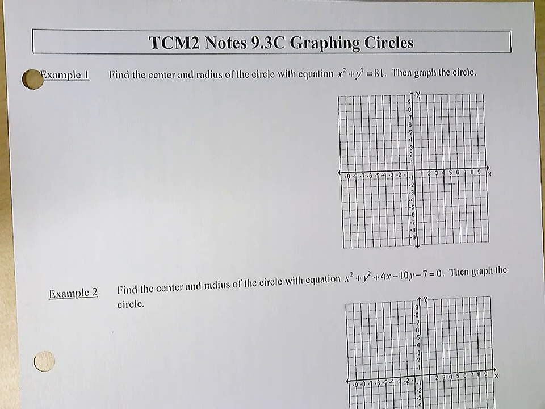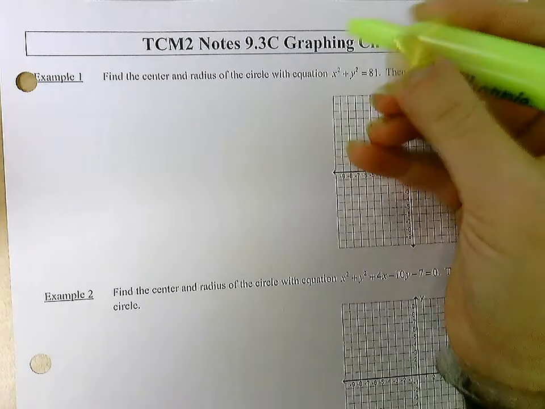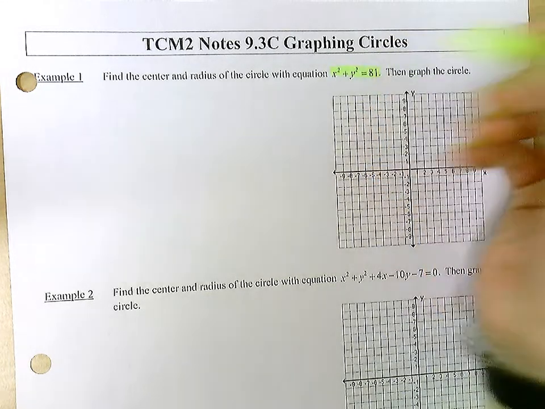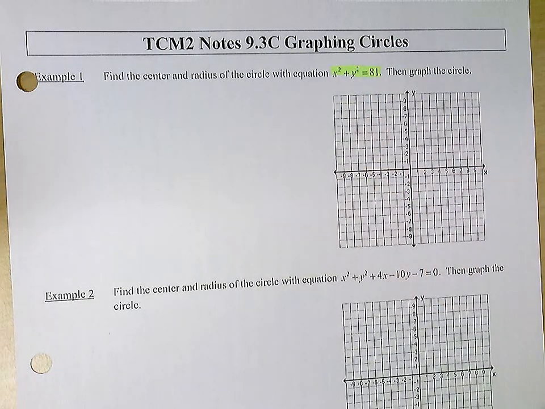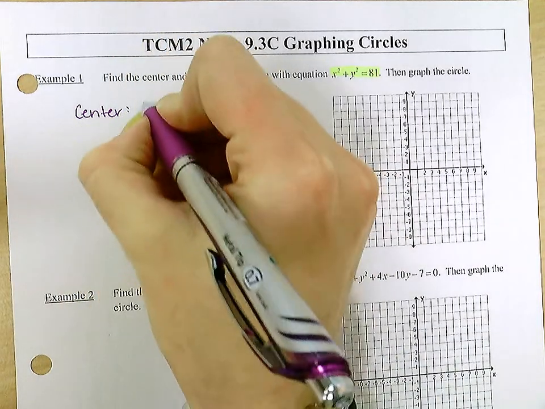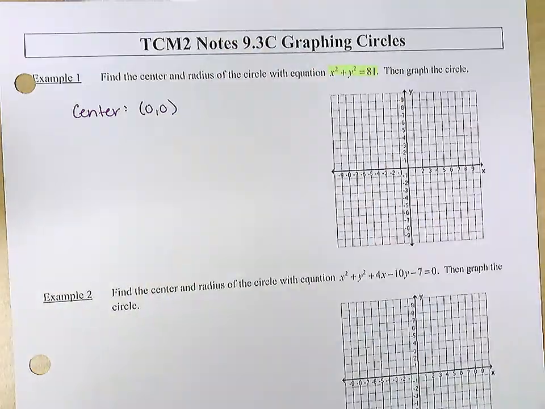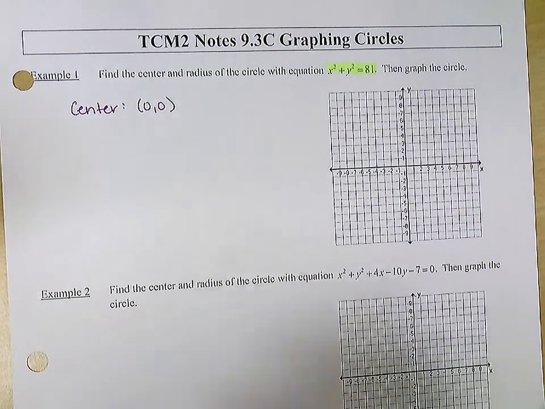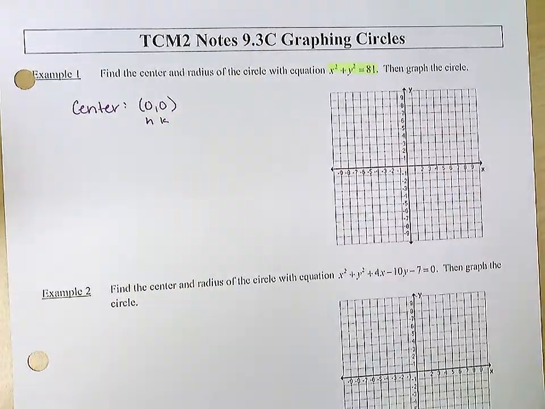Okay, so if I have x squared plus y squared equals 81, do you remember what your center point would be if I have x squared plus y squared? It is 0, 0. Okay, it is 0, 0. That is your h and k value.